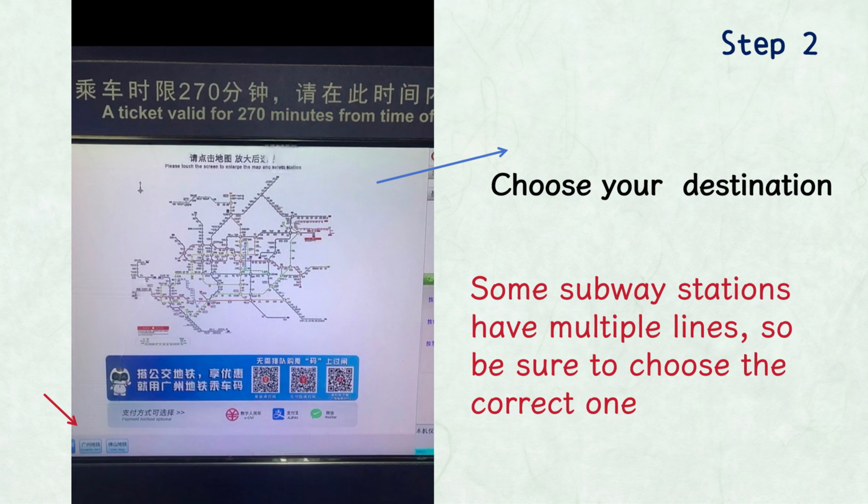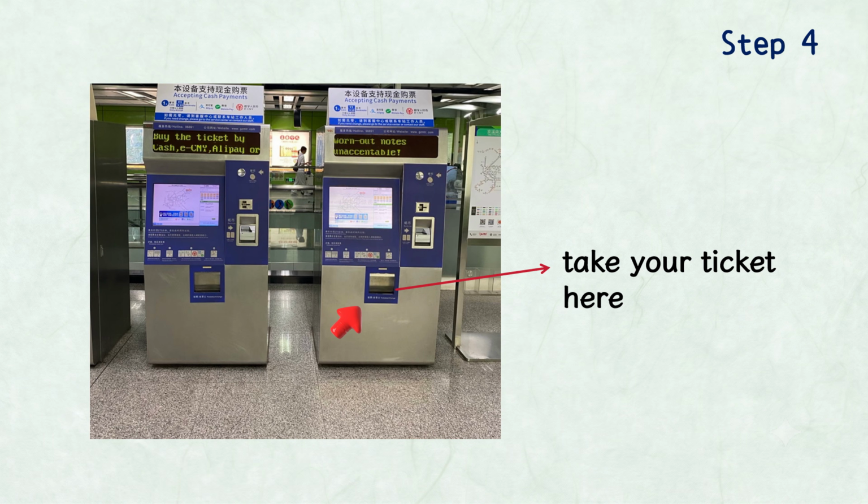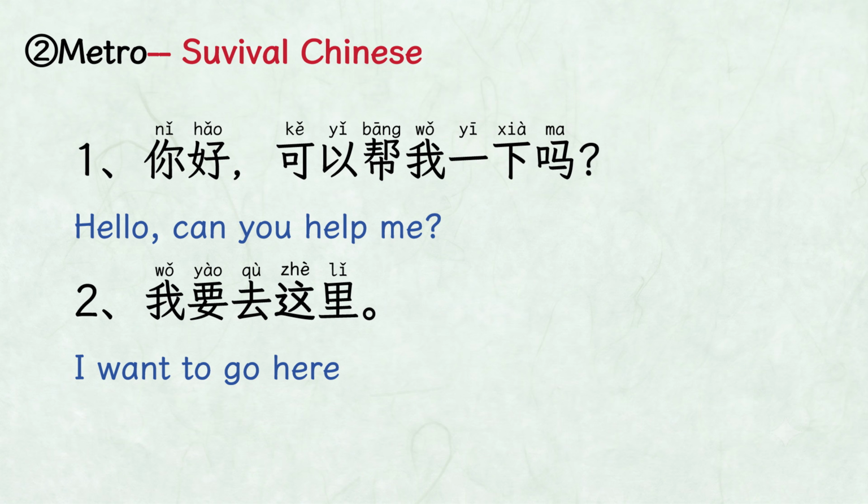Be cautious. Many stations have multiple lines, so double check you pick the correct one. Choose how many tickets you need. Pay by scanning Alipay. Then collect your ticket here. Here are 2 useful Chinese sentences for the subway.